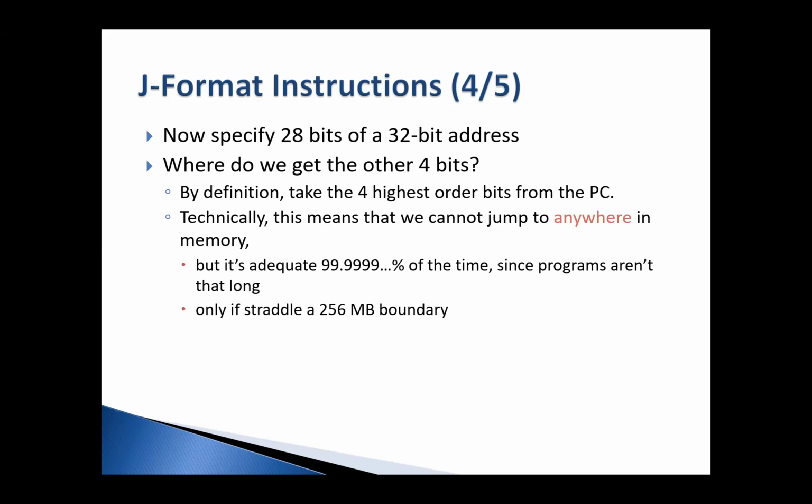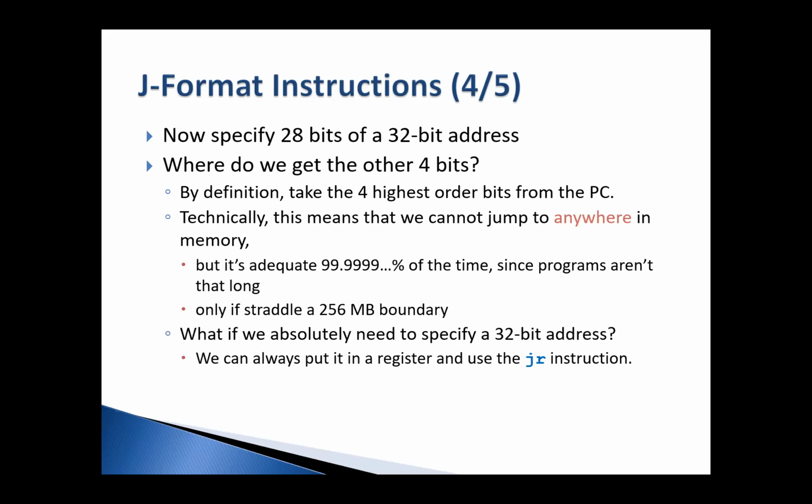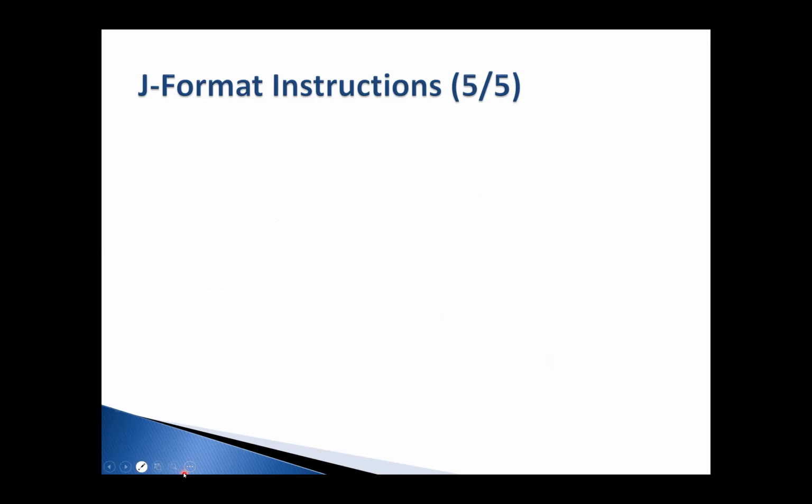And even if we want to jump beyond this boundary, we can always use an absolute address by saving your address into a register and using JR. So you just store the 32-bit address into a register, and then you just use JR, and you have the same result. Okay, so don't worry about the limitation of the 28 bits. It should be fine. Okay, so here is an example.